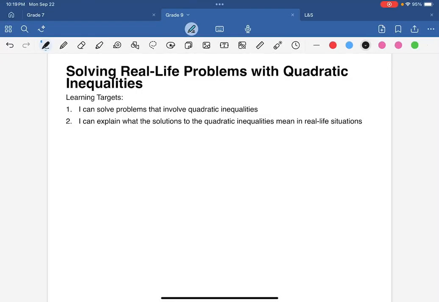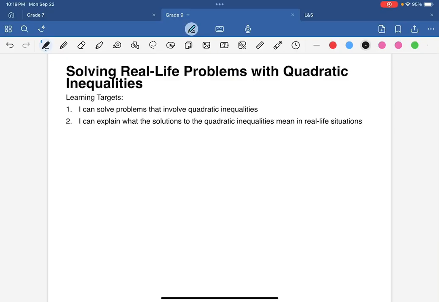Hello class, today's lesson is about solving real-life problems with quadratic inequalities. And here are our learning targets. First, I can solve problems that involve quadratic inequalities. And next, I can explain what the solutions to the quadratic inequalities mean in real-life situations.